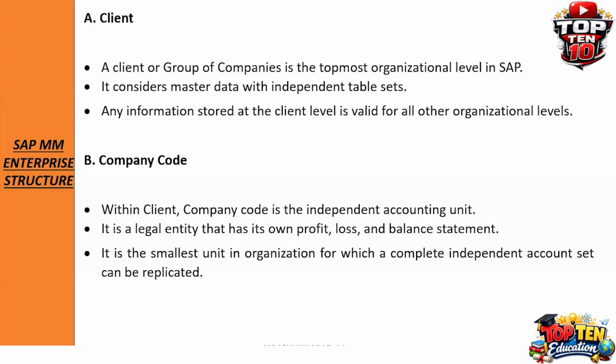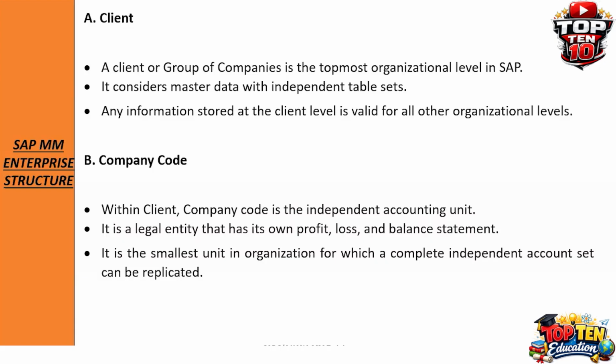Second, after creating one company or group of companies as the client, we can create the company codes. We have already discussed the client; there is one client, ABC. Now, company code. Within a client or within a company, we can create company codes, and each can be an independent accounting unit. It is a legal entity which has its own profit and loss and balance statement. For example, there is company code A1, a second company code A2, and a third company code A3.